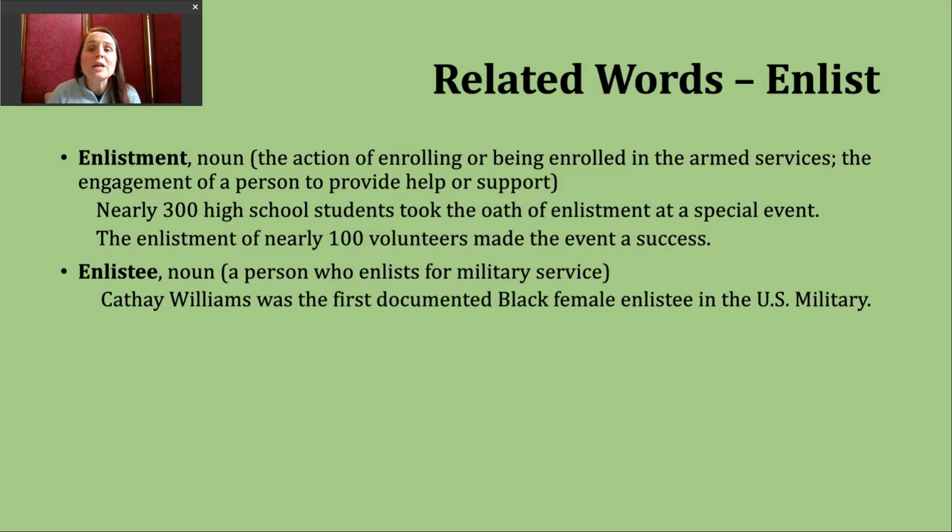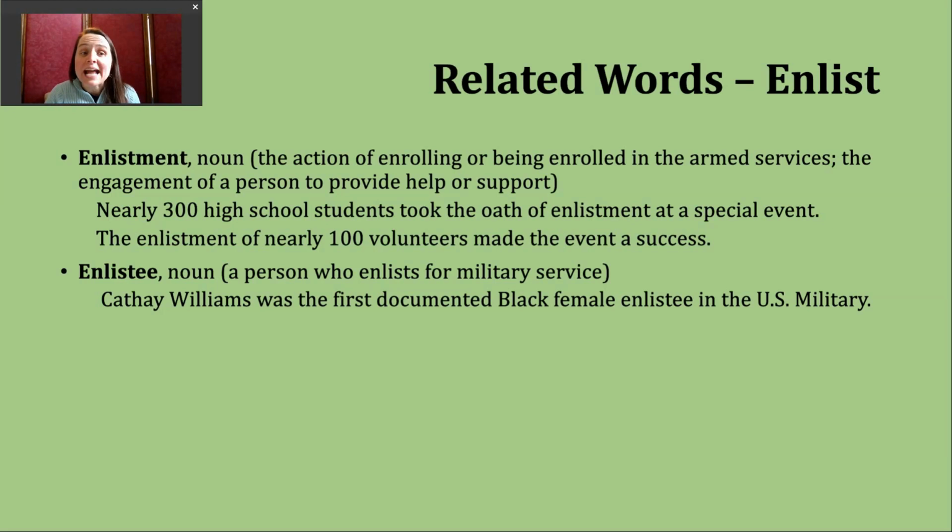Now, let's spend a moment looking at some words that are related to our verb enlist. The first word we're going to look at is the noun enlistment. This is the action of enrolling or being enrolled in the armed services. An example of this might be "Nearly 300 high school students took the oath of enlistment at a special event." Right? So here we're describing a special sort of ceremony, it sounds like, where 300 people officially enrolled or began that process of enrolling into the military.